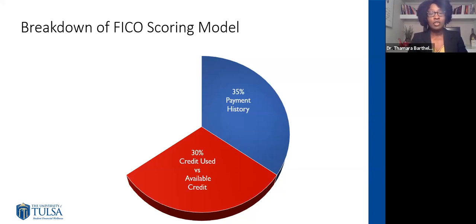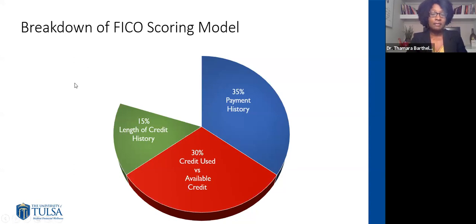So what the credit scoring models, for example, FICO, does is it looks at your total debt, revolving debt, and determine you have used this percentage of your available credit, and that accounts for 30% of your score. Next, you have length of credit history. Your credit history is 15%.